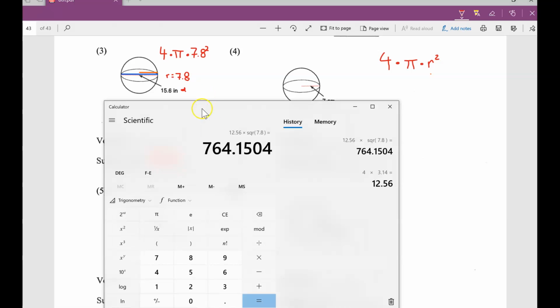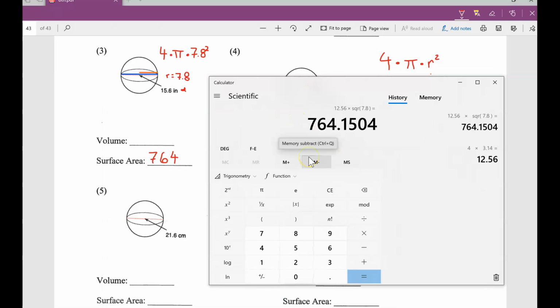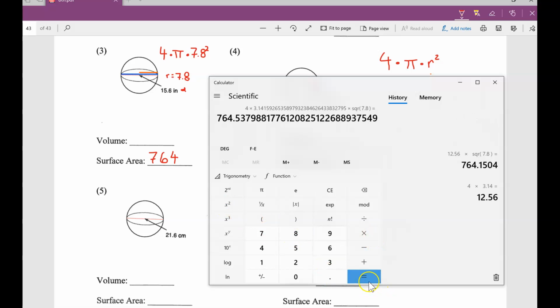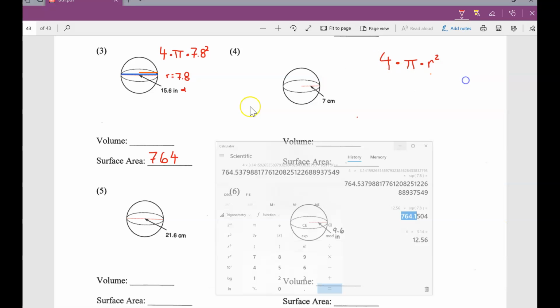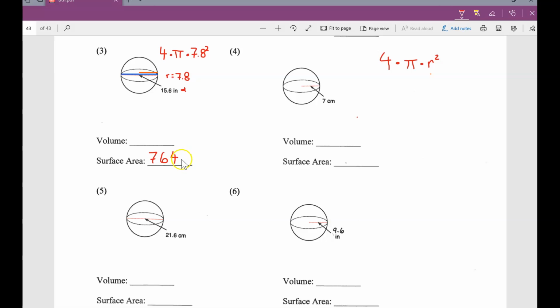And depending on what version of pi you use, you might get a slightly different answer. In fact, let's redo the calculation and see what happens if we use the pi button instead of 3.14. So 4 times the pi button times 7.8 squared, we get 764.5. So the difference is 764.5 versus 764.1. Both are reasonably close to each other, so we can just say our answer is something around 764 inches squared. Remember, surface area is always squared.